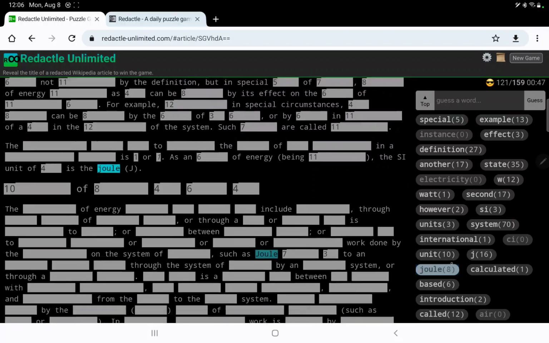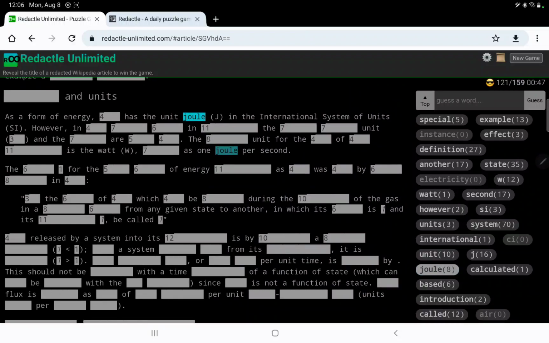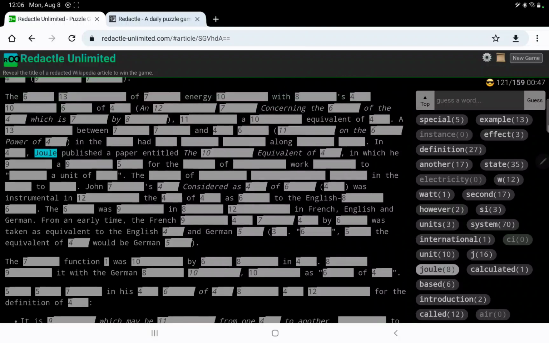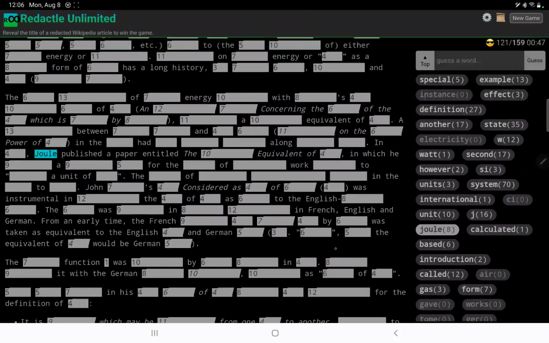I did want to go back to Joule, though, to see if they mention the guy it's named after. Not that I can remember his first name. Okay, so here we do have Joule published a paper entitled The Something Equivalent of 4, in which he something a 9, 5 for the 6 of 10, work 8, 2, something a unit of 4.